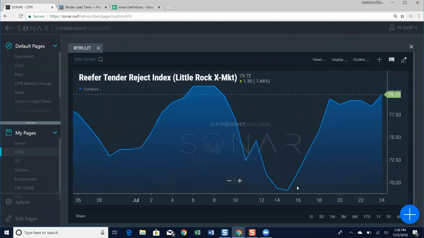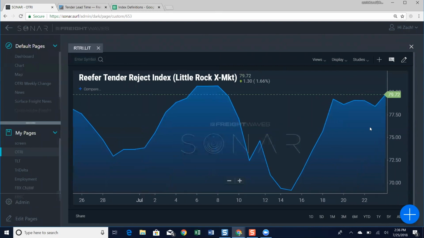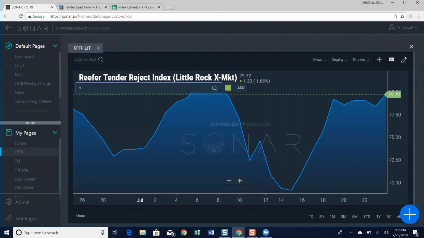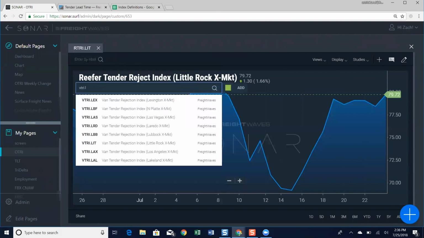I can see that they've had a significant increase in reefer tender rejection indexes. Again, the volumes are probably not extremely high here, but you can tell that's one part of the equation. They need reefers in Little Rock right now. And I'm going to go ahead and pull up the VTRI, which is the dry van, to give the full picture.